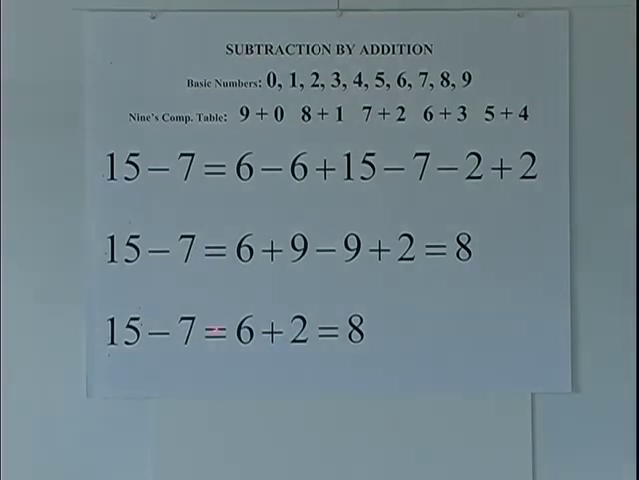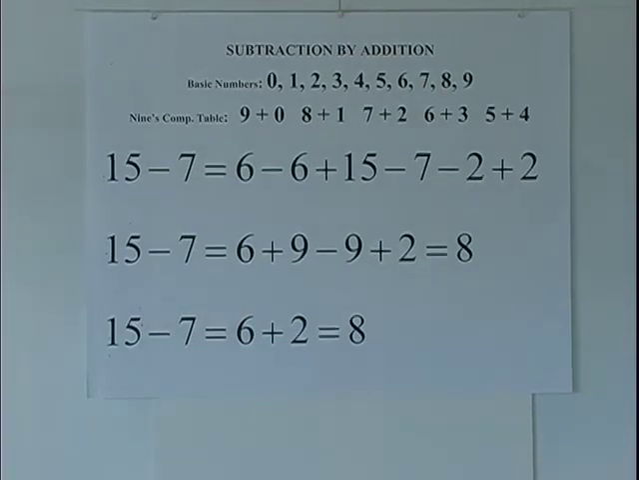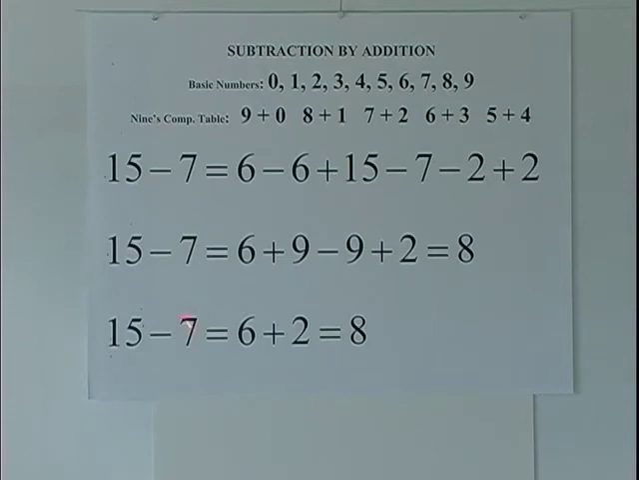We are mainly concerned with this subtrahend. So we're going to find the 9's complement, and we're always going to ask the same question. What number added to the subtrahend equals 9? In this case, 2. We will always ask the same question using this algorithm. What number added to the subtrahend equals 9? And when we find it, we can do subtraction by addition.